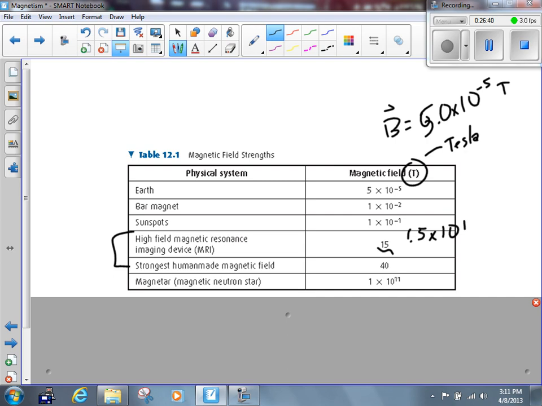Don't memorize these numbers, but just remember the Earth's magnetic field is really, really weak. A bar magnet is quite a bit stronger than the Earth's magnetic field. An MRI is way stronger than that. Okay, little things like that. Not exact numbers, but just where they kind of fall.